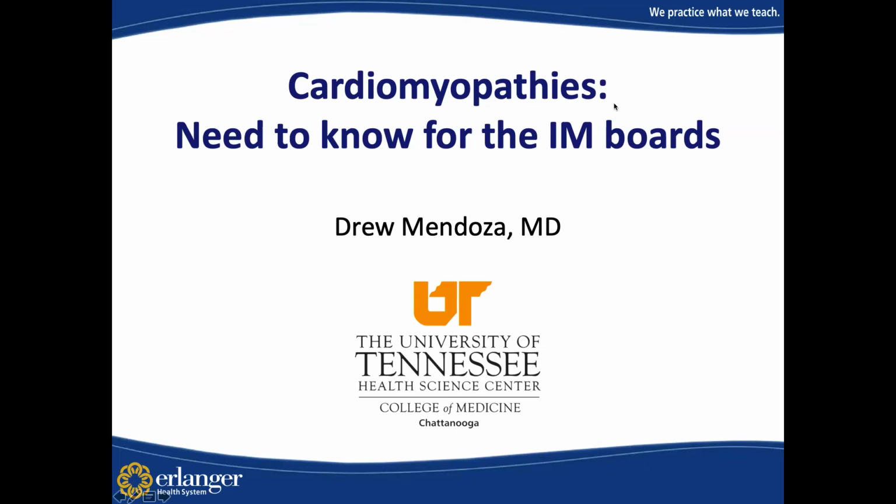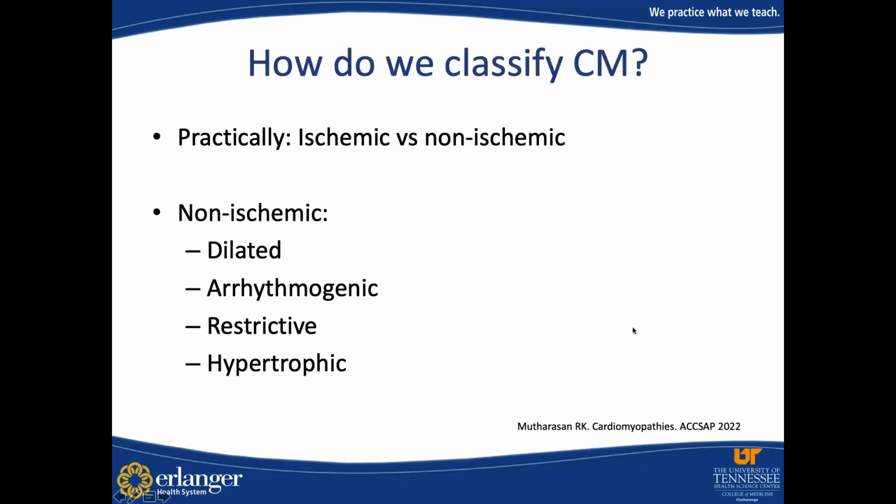So we did dilated and arrhythmogenic and restrictive last time. The first thing we always think about is ischemic versus non-ischemic. We didn't really touch on ischemic because that's our bread and butter, and we cover that more with basic heart failure review. So we focused a lot on the non-ischemic cardiomyopathies. We went through dilated, talked a little bit about arrhythmogenic, and talked about restrictive, like your amyloidosis, your sarcoidosis, those kind of things.